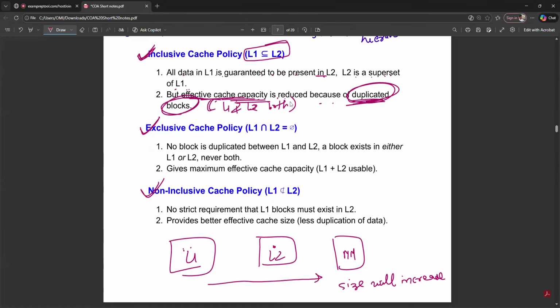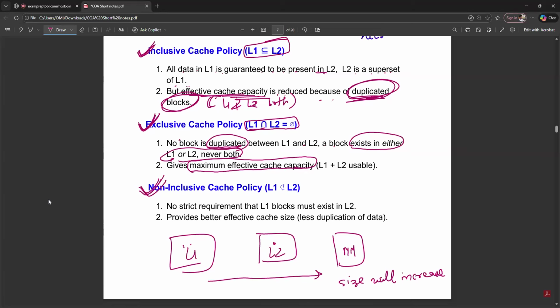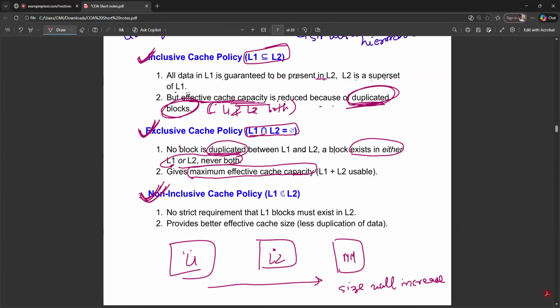Okay. Now next one. What is exclusive? L1 intersection L2 is equal to empty. So no block is duplicated between L1 and L2. A block either exists in L1 or L2 but never both. So the intersection is empty, and it gives the maximum effective cache capacity. That is the exclusive cache. And the third one is non-exclusive.